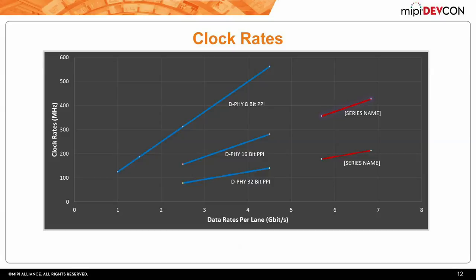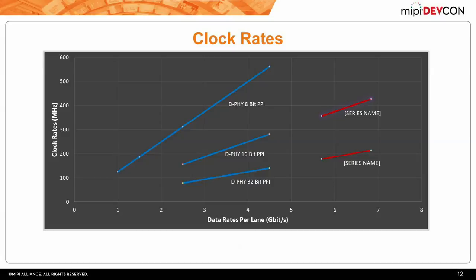You go to 2.5, divide that by 8, and all of a sudden you're looking at 312. You go to 4.5 and divide that by 8, and all of a sudden you're looking at something in excess of 500 megahertz. So what we're seeing is a lot of designs, people don't want to go to 500 megahertz. They want to maybe stick in the 3 to 500 megahertz type of range. And certainly there's no way you can do that in an FPGA. So what do you do? You go to 16-bit PPI.